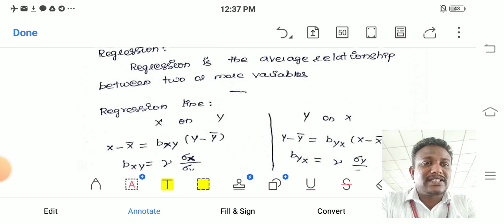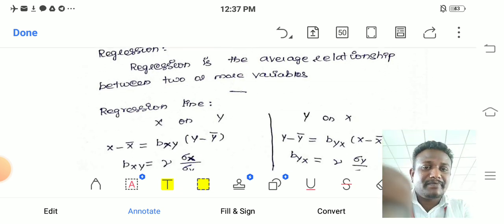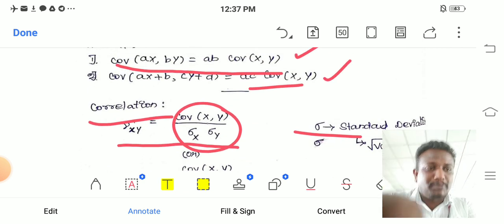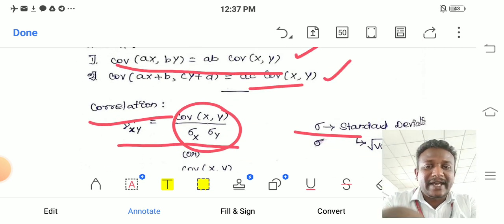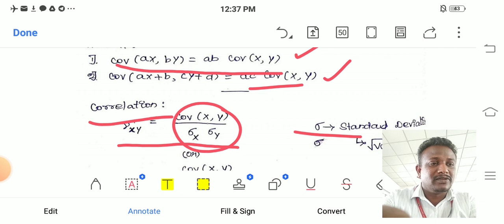Now let us come to the third. First, let us see some problems based on covariance and correlation, then we will come to regression analysis.